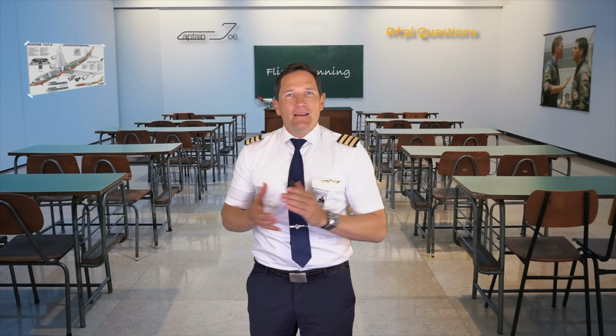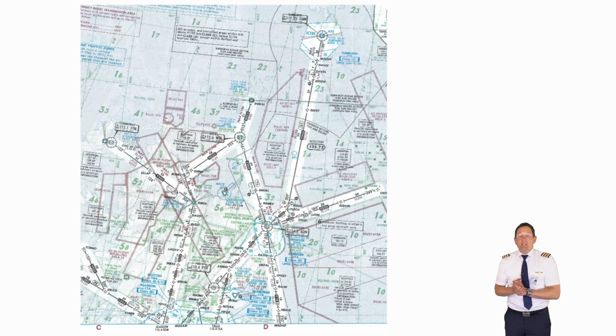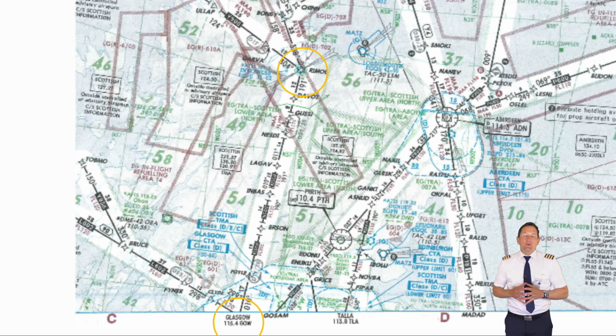Alrighty, let's get started into one of my favorite subjects, flight planning. Let's get straight to the point. We have the given data. The first thing we need is the track from Remol to Glasgow. Looking into the chart, we see it's 191 degrees.